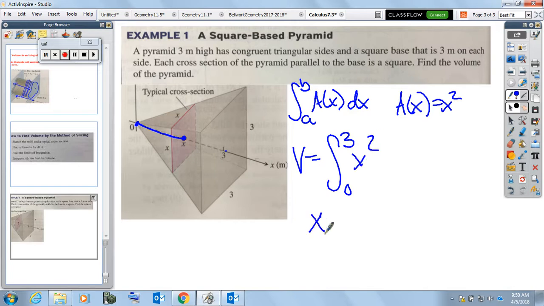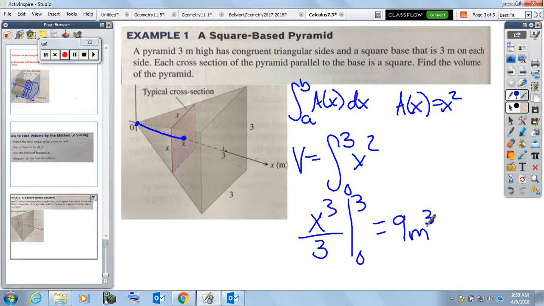So we all know this is x cubed over 3 evaluated from 0 to 3. And substituting that in, 27 over 3 ends up giving us 9. So 9, in this case, we're dealing with meters cubed. All right, so a pretty basic example to start some things off with.